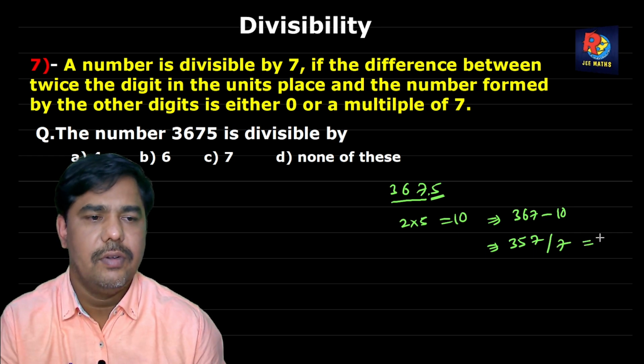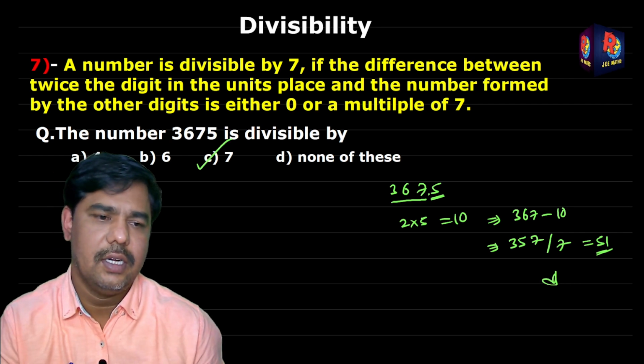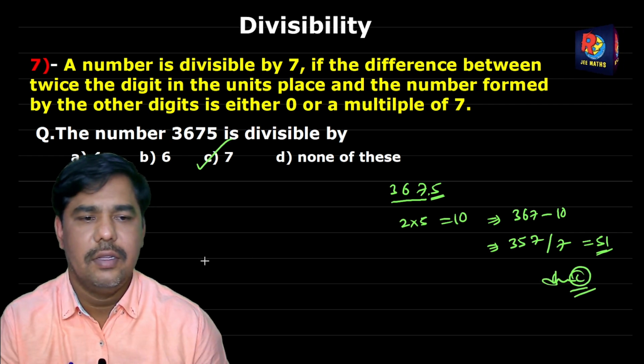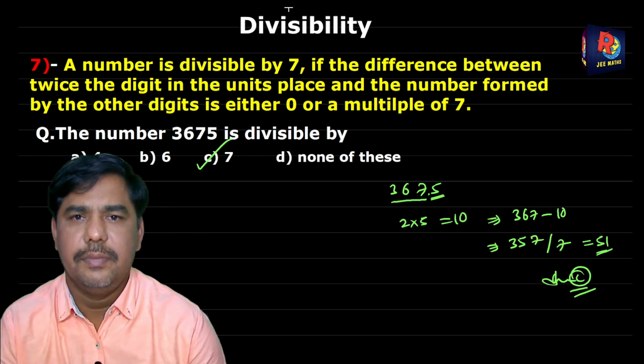It will be equal to 51, so obviously it will be divisible by 7. Option C is the correct answer. So like this way we can apply the rule.